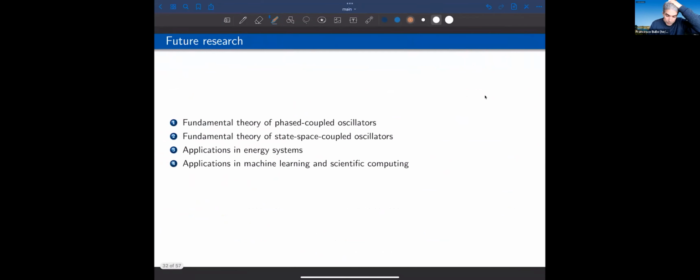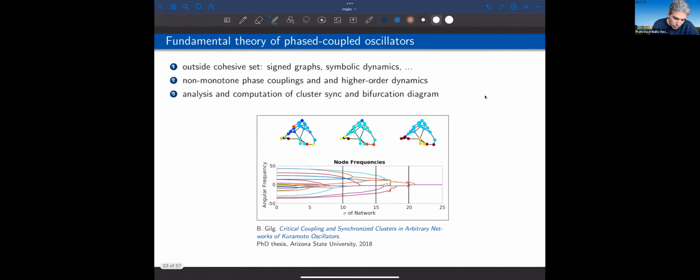So I see problems in fundamental theories of phase-coupled and state space oscillators. I see lots of problems. Many of us talked about energy systems, and later on I'd like to talk to you about machine learning and scientific computing, which is a topic this community has not worked so much about. Anyway, lots of interesting cluster synchronization. I already talked about sine graphs. Also non-monotonic couplings are interesting. I think there's a lot of interest in really understanding cluster synchronization and bifurcation diagrams, such as the one illustrated here.